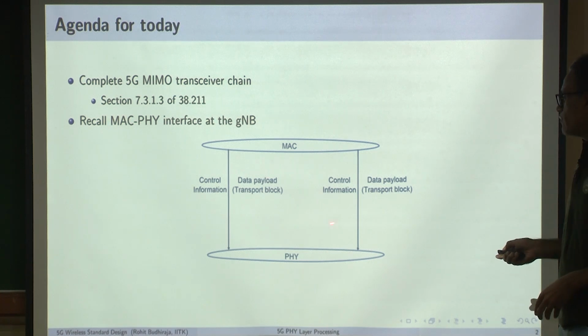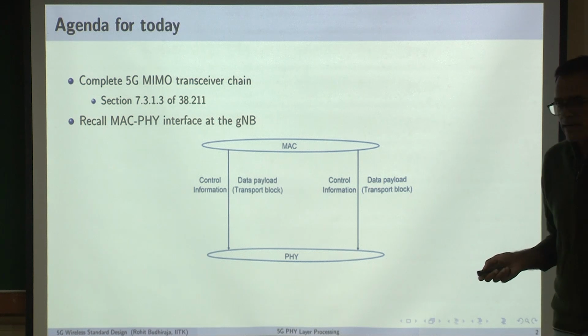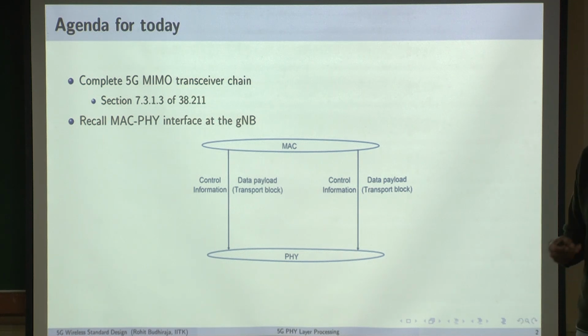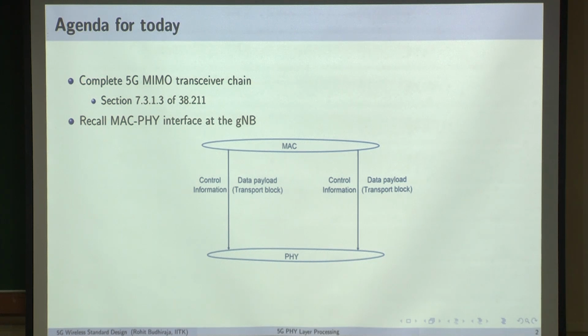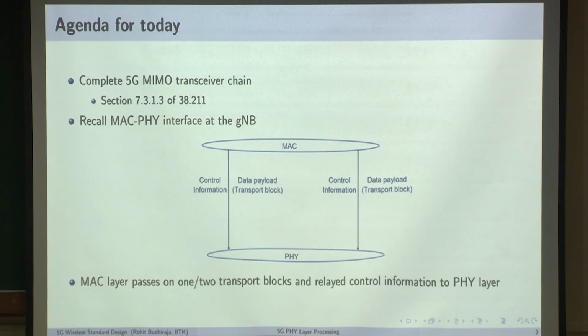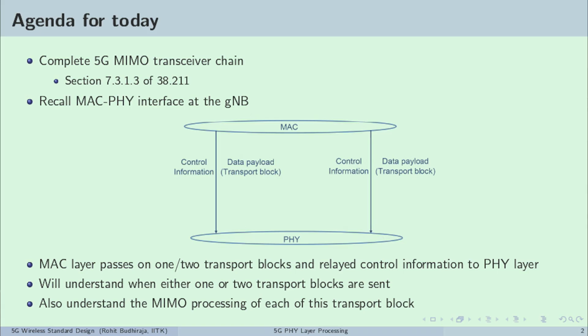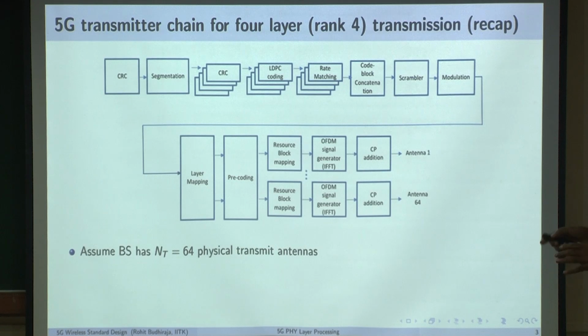We will try to understand why this kind of architecture is there, wherein if the rank is up to 4 there is only one transport block, but if the rank is greater than 4 there are 2 transport blocks. Before that, we are looking at how it is actually done in the standard. So the MAC layer will pass on either 1 or 2 transport blocks and the related control information to the physical layer. This is the MAC interface, and this is what we looked at yesterday.